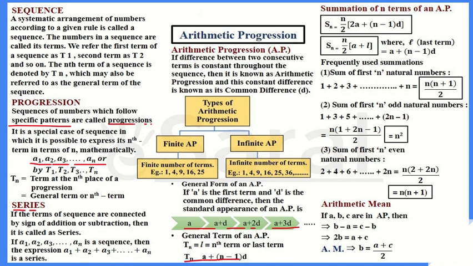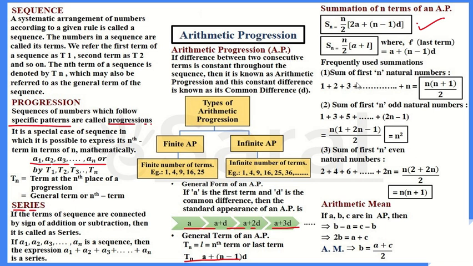So what is the sum of the terms of an AP? Sn equals n by 2 times 2a plus n minus 1 into d. The first formula is Sn equals n by 2 times 2a plus n minus 1 into d. When you know a and l, when the first term and the last term are given, you can use the sum of the series as Sn equals n by 2 times a plus l.